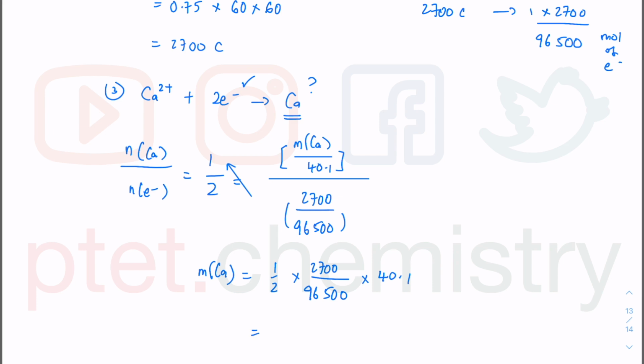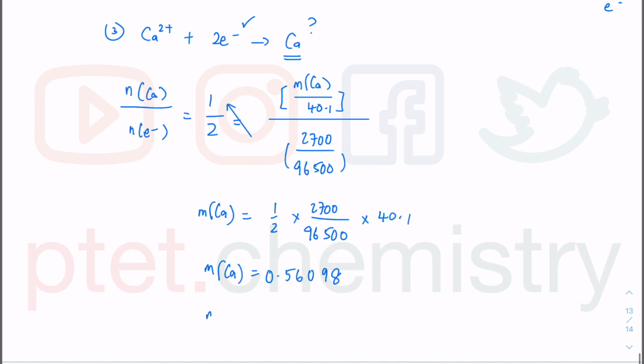I get quite a long answer, 0.56098. And given the fact that 0.75 was given to 2 significant figures, 40.1 was given to 3 significant figures, I have a choice between 2 and 3 significant figures. To be appropriate, I think I would leave it to 3 significant figures, which means if I want to round to 3 sig fig, I look at this number 9, I will increase 1 there, and this is 3 significant figures.